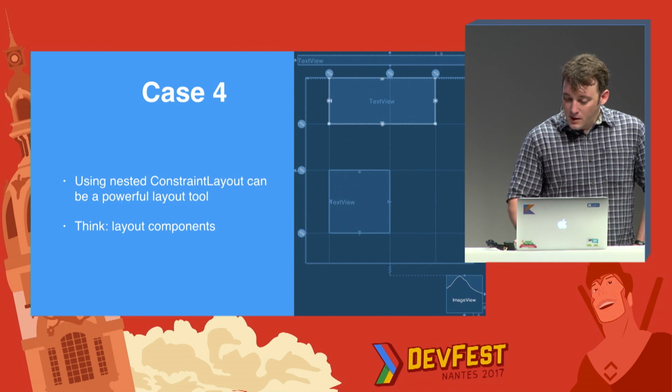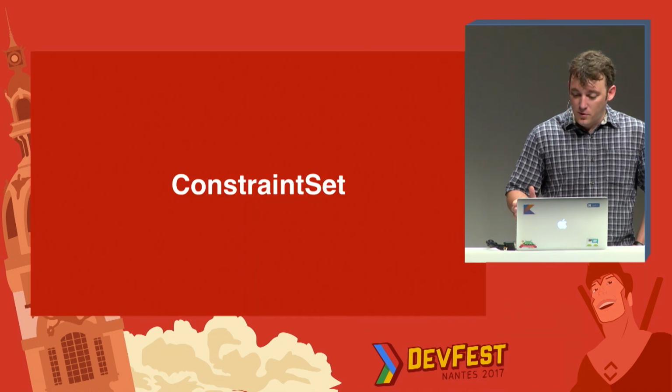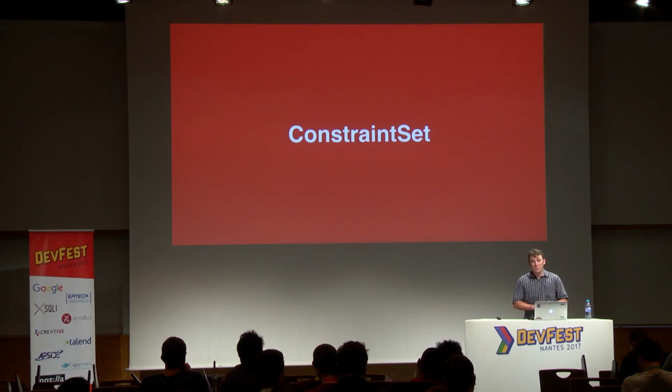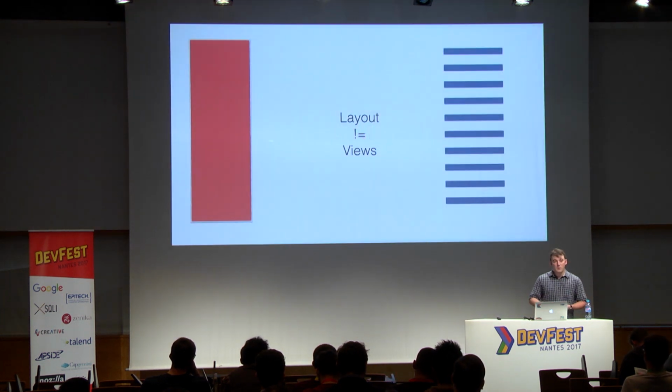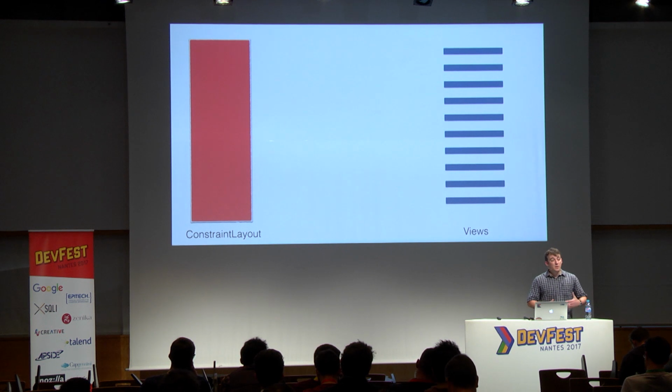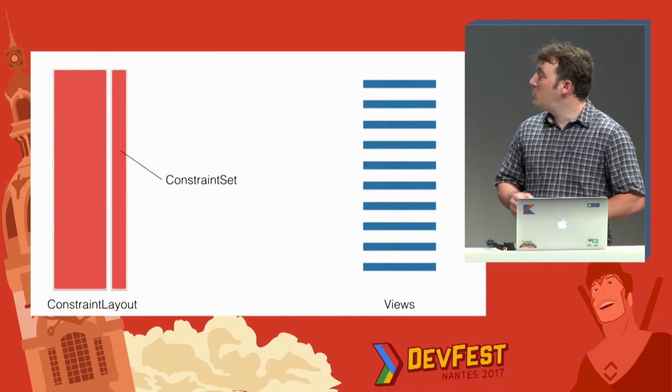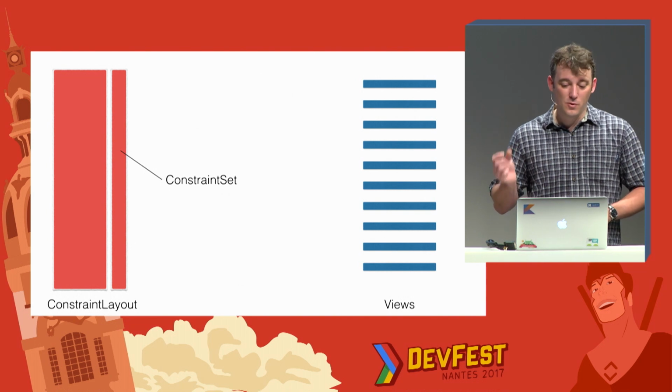All right, so that sums it up for those tips. Let me talk a little bit about constraint set. If you go back to what I was showing earlier, layout should be different from the view hierarchy, right? We want to keep things separate. Basically, the rules, the layout, that's constraint layout, sure. And the views, well, those are the views in your hierarchy, great. Constraint set is the part of constraint layout that contains those rules.